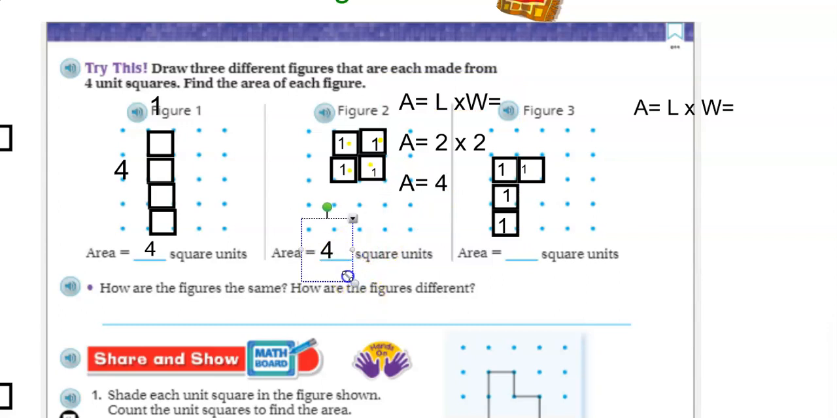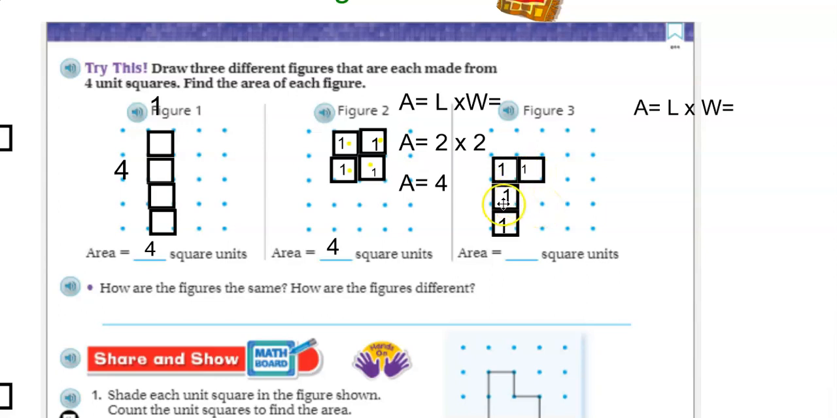4 square units. All we did was arrange the units in a different order and make a different shape, but we're using the same amount of units. So over here, you can see that I took 4 square units from figure 1, arranged them differently for figure 2. Then I took these same square units and I arranged them in a different way.